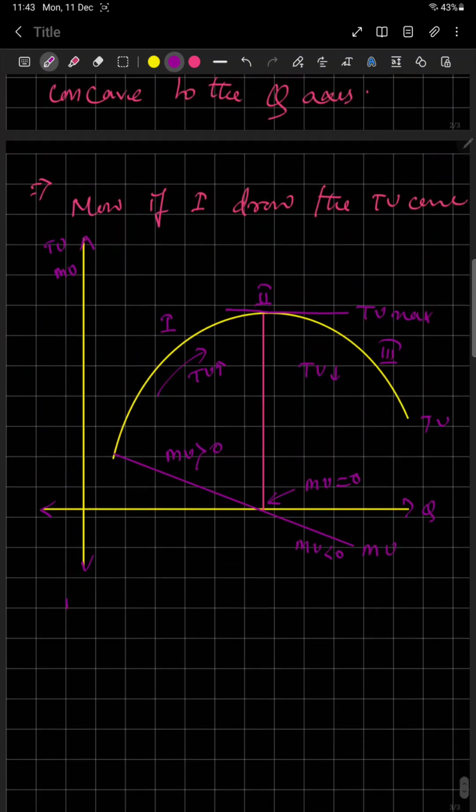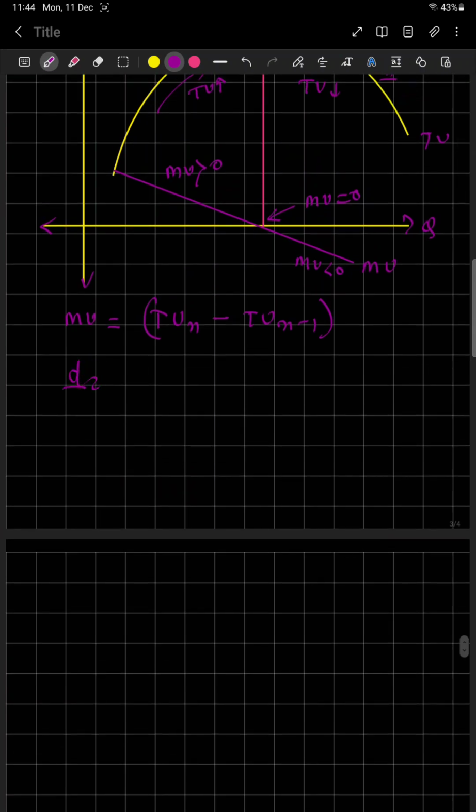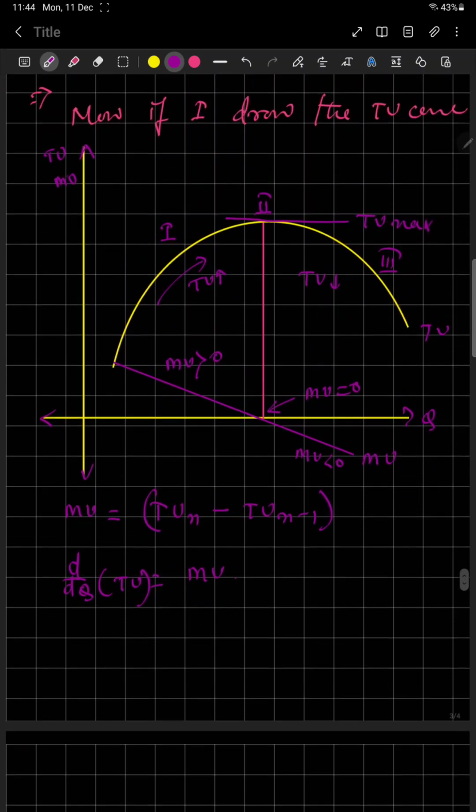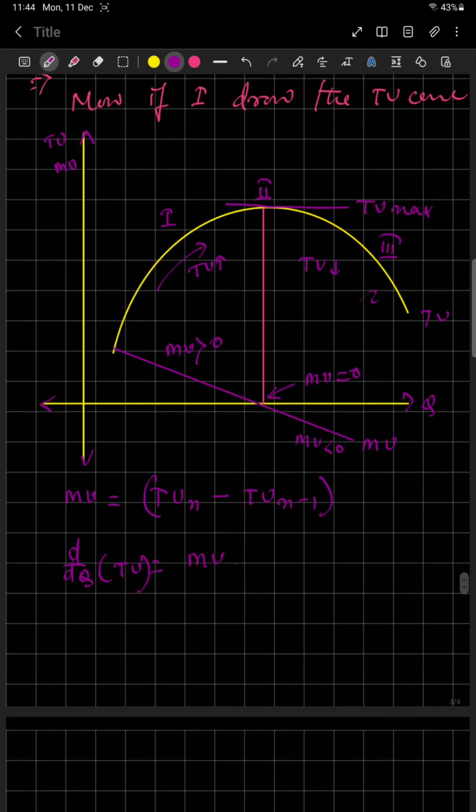What is marginal utility? Marginal utility is the difference between total utility from n units and total utility of n minus 1 units. So unit change in the total utility is the marginal utility. In derivative terms, d by dq of total utility is equal to marginal utility. So this is the function, total utility is a function of Q.